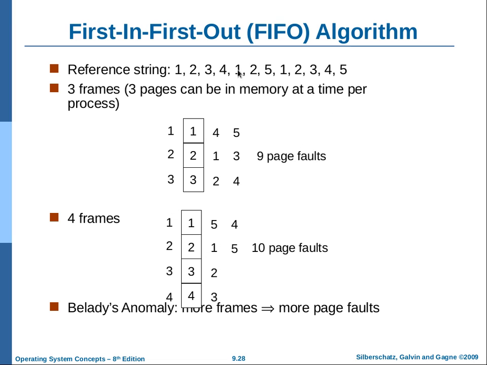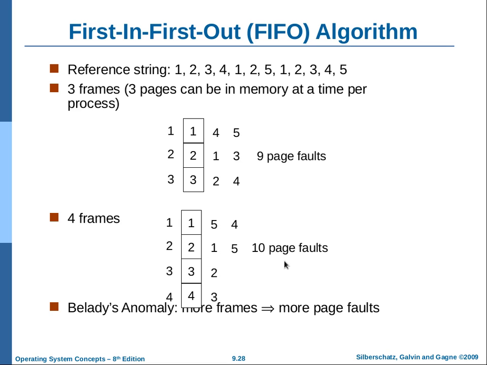So 1, 2, 3, 4. Then we need to bring in 5. Again, 1, 2, 3, 4. 1 and 2, we're still good. 5 replaces 1. Okay, 1's back, so we have to replace 1. 2's here, and we have to replace it because we just evicted 2. Now we're going to get 3. Oh, we just evicted 3. 4, we just evicted 4, so we have to put that in. Oh, 5, we just evicted 5, and we're done.